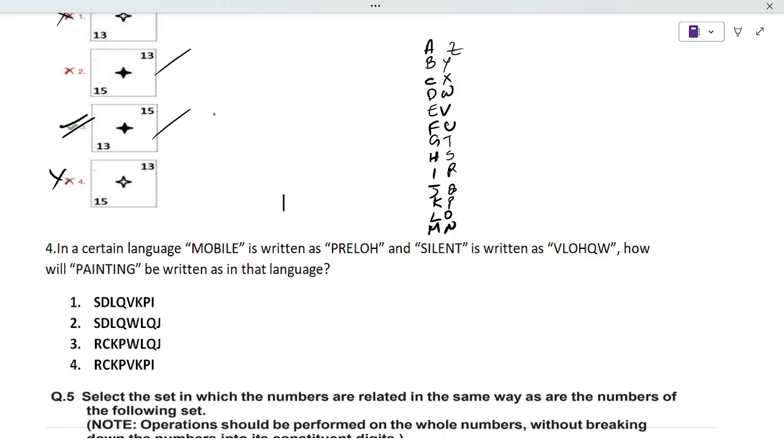So we have M, O, B, I, L, E. We have P, R, E, L, O, H. So here we have M. P is forward. That means 1, 2, 3. So plus 3. O, is it plus 3? R is here. 1, 2, 3. B is plus 3. E, yes, that means everything is plus 3.